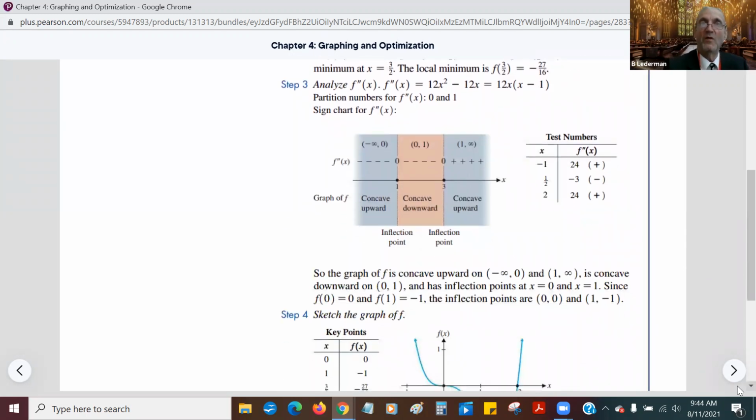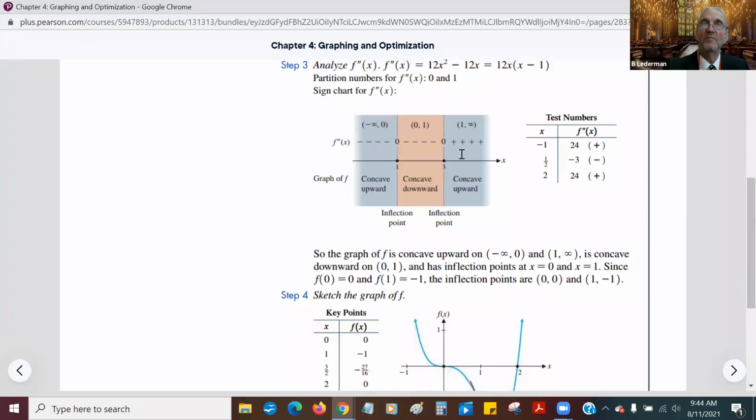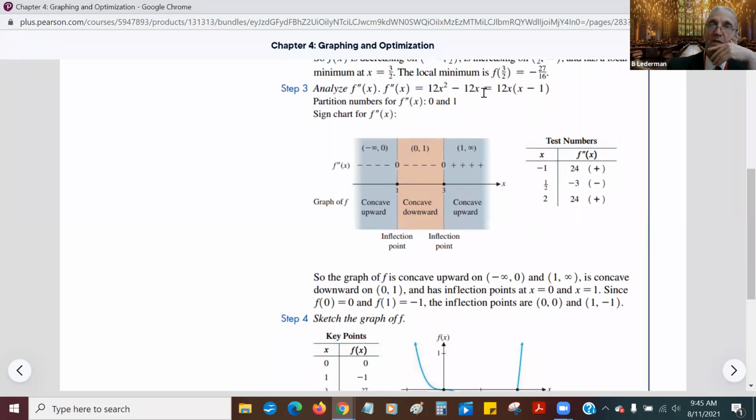Step 3. Now we're going to look at what we can learn from the second derivative. So f double prime, if I take the derivative of the derivative, I get 12x squared minus 12x, which factors to 12x times (x minus 1). So I get 0 and positive 1 as partition numbers. So here's my sign chart, and again, I'm going to take -1, 1/2, and 2 to be my test numbers. And I have positive, negative, positive.